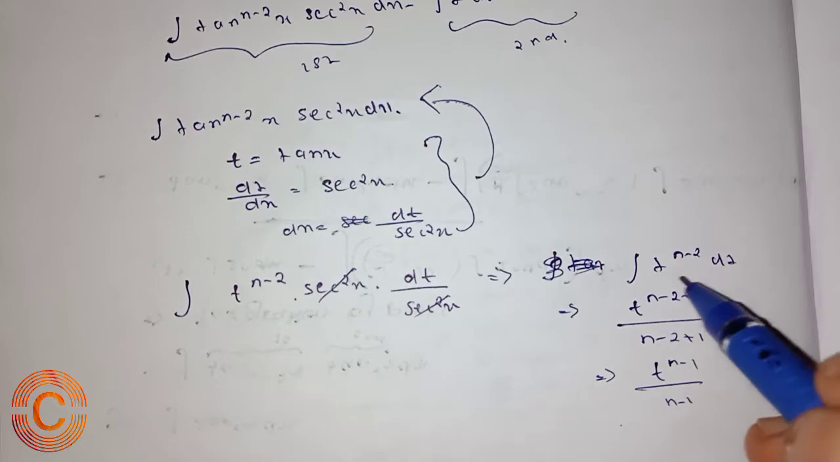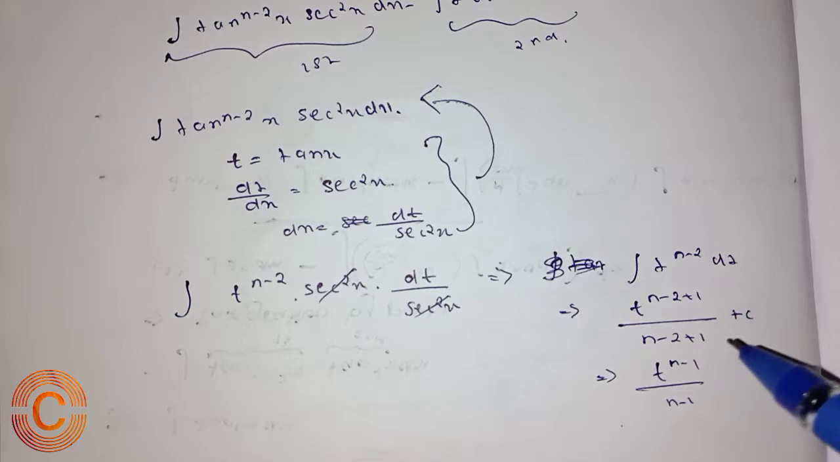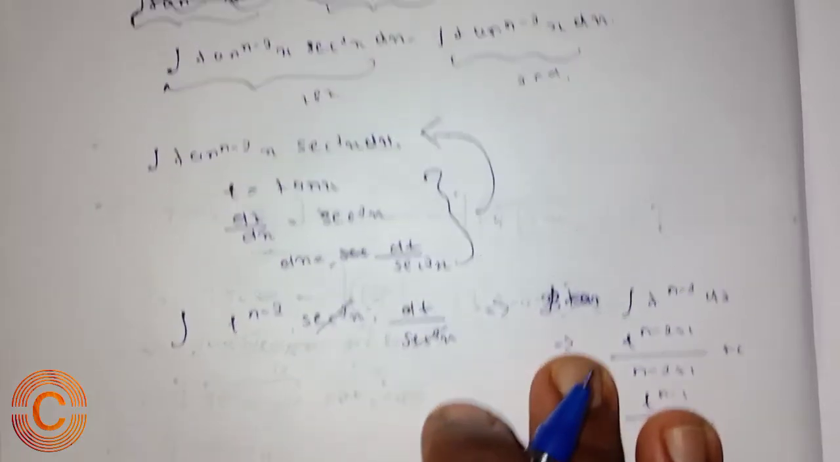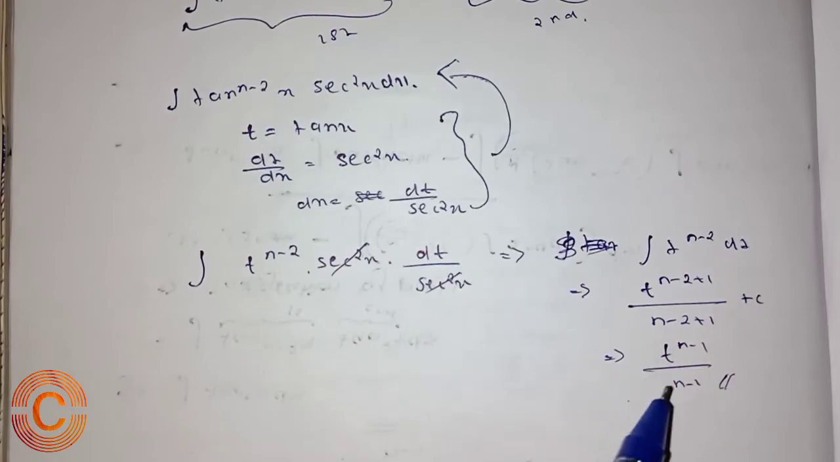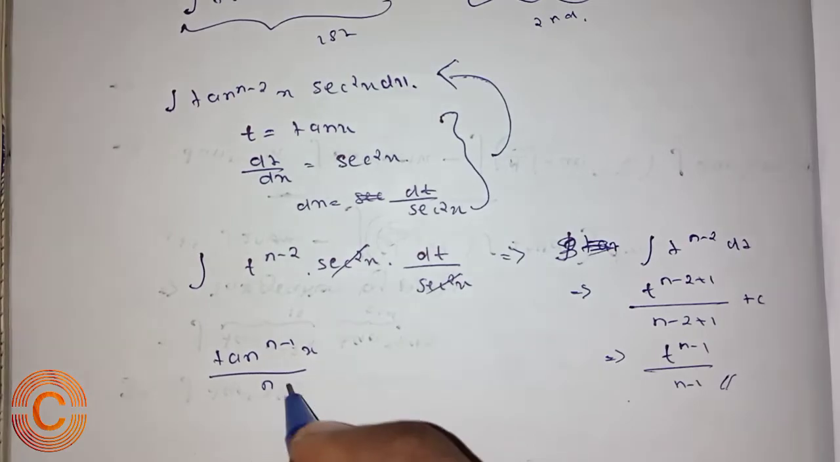Here we expand the integral of t^(n-2) dt by using the formula that the integral of x^n dx is equal to x^(n+1) divided by (n+1). By using that formula we get the proper solution, t^(n-1) divided by (n-1). Now we can replace the first term with t^(n-1) divided by (n-1). We know t is equal to tan x, so that is tan^(n-1) x divided by (n-1).